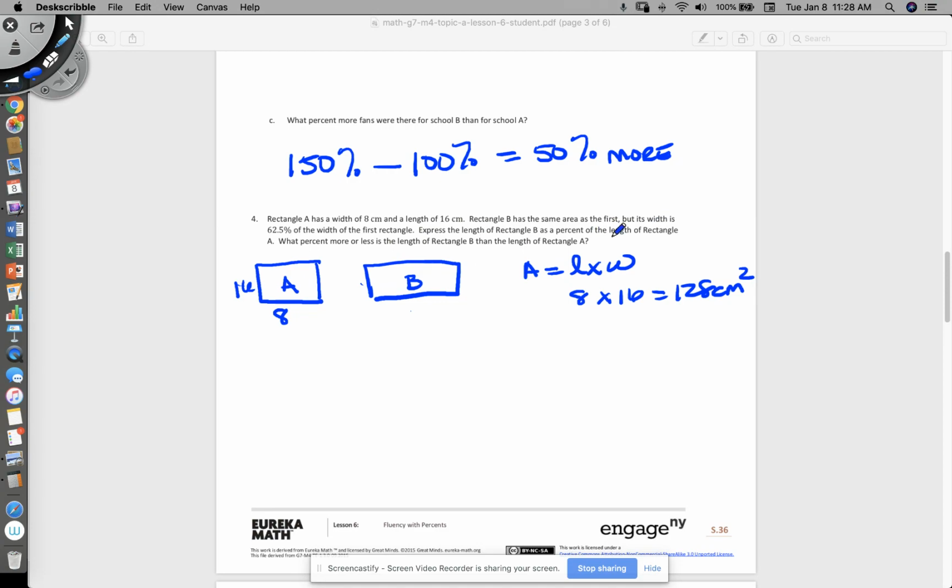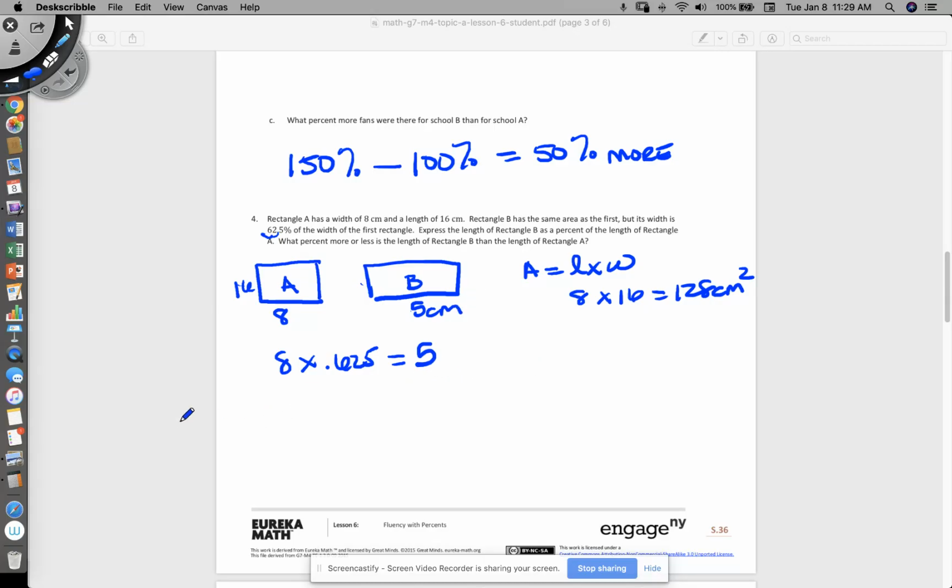But its width is 62.5% of the width of the first rectangle. So I'm going to take the width here of 8 and I'm going to times it by 0.625. And all I did was I moved that decimal back 2 places. So when I multiply that through on my calculator, I'm going to get 128 centimeters. Oh, just kidding. I thought that sounded weird. I'm not going to get 128. I just found my area twice. I apologize. I'm going to multiply those together on my calculator. I'm going to get 5. So my width over here is 5 centimeters. So it actually got smaller.